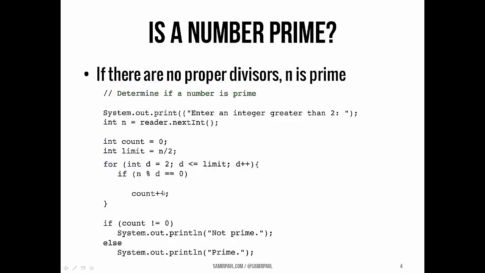We're going to add 1 to the counter so that at the end, when we exit the loop, in other words, when d has exceeded the limit, so if 12 is the number we care about, that means once d has reached 7, we exit the loop, and we immediately check to see whether count, the number of proper divisors, was equal to 0 or not. If it wasn't equal to 0, then we know it wasn't prime, because there were some proper divisors. If it was equal to 0, then we know the number's prime, because it wasn't divisible by anything other than 1 and itself. So here, again, we have a for loop with an if statement nested inside.